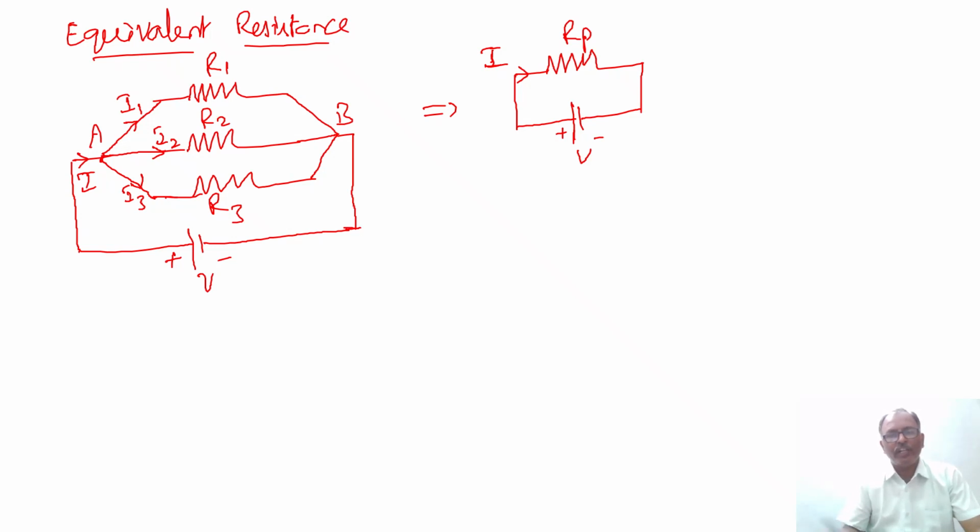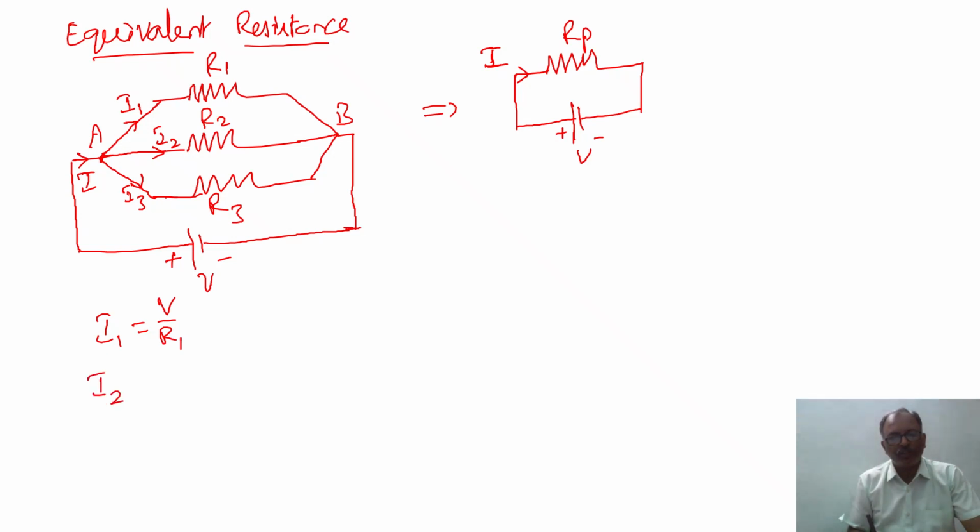Now we need to find out the value of Rp. For that, first let us see here the R1, R2 and R3 and the voltage source, all the four are connected across the same nodes A and B. Therefore, the voltage will be the same across R1, R2 and R3 and for the supply voltage V. Now, for this case, the current through R1 resistance is given by I1 equal to V by R1.